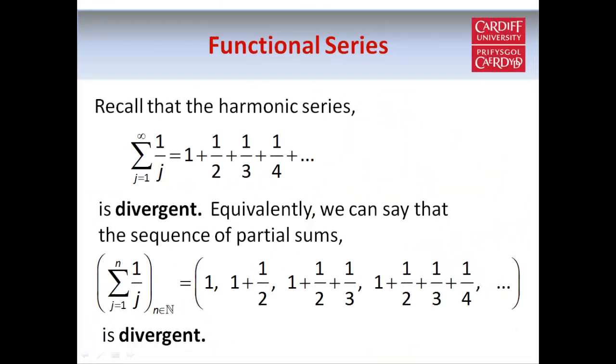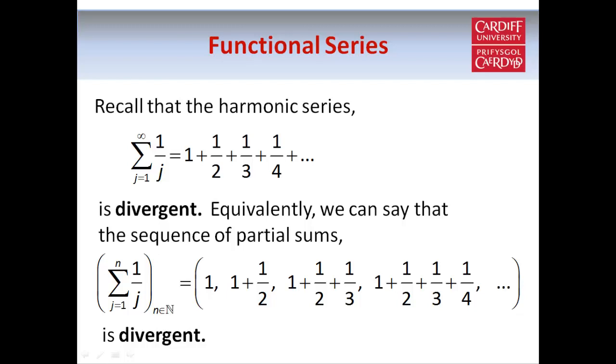Now let's recall a well-known fact about the so-called harmonic series of numbers. That's the series that goes 1 plus a half plus a third, etc. This series is actually divergent. In other words, it fails to converge to any finite limit, even though the terms in the series are obviously converging to 0.